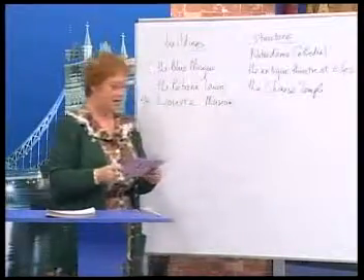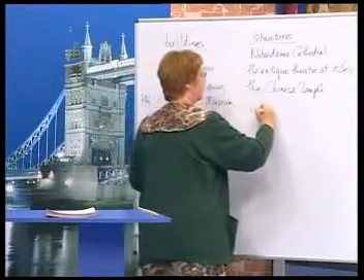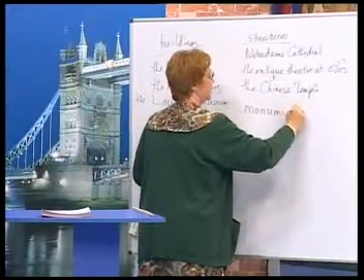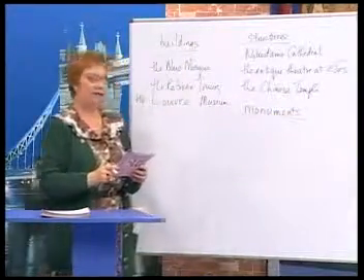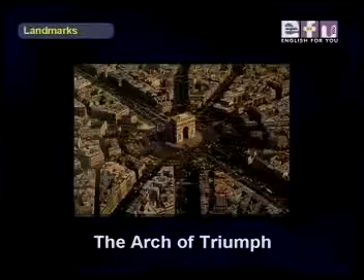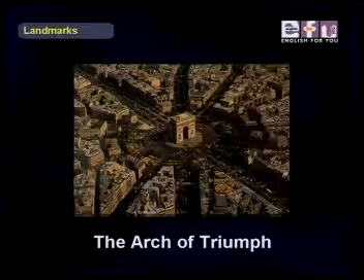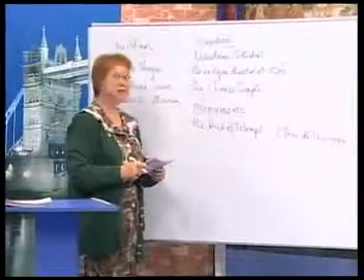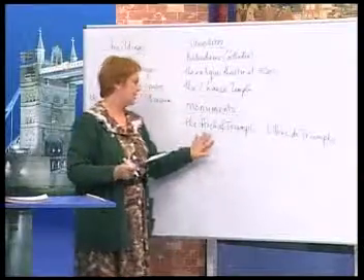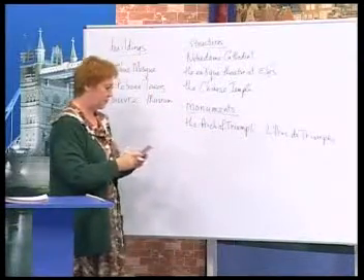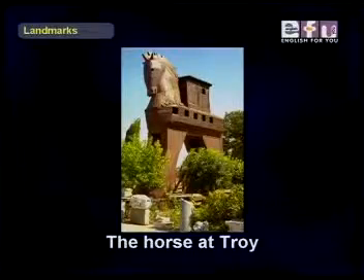All right. Now, let's look at some monuments. And these are special structures. Okay, Isabel. The Arch of Triumph. Yes. In French, it's l'Arc de Triomphe. So sometimes, even in English, we see it written like this, but sometimes like this, the Arch of Triumph. Okay, Ali? The horse at Troy. Yes, the horse at Troy.